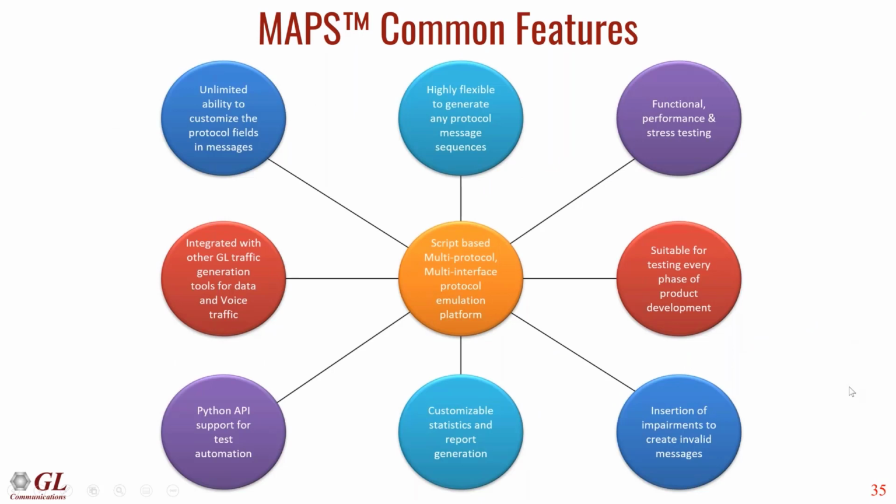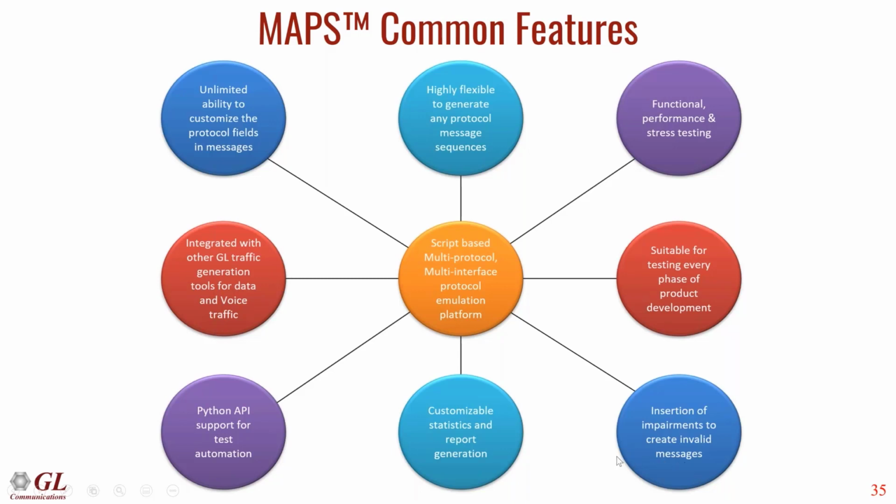This slide lists the common features of the MAPS application. As stated earlier, the MAPS application is a script-based multi-protocol, multi-interface protocol emulation platform. So it gives unlimited ability to customize any protocol messages or any fields within the protocol specification boundary. If a user wants to corrupt any messages, he has to insert impairments. That capability is available, so message level impairments can be applied to create invalid messages.